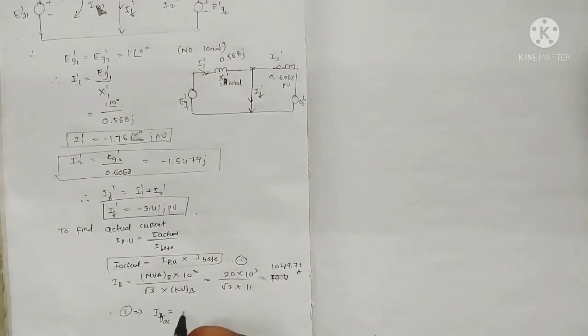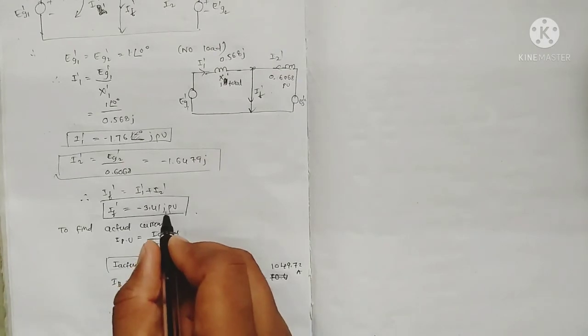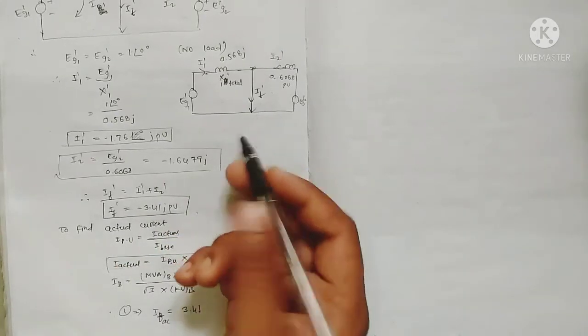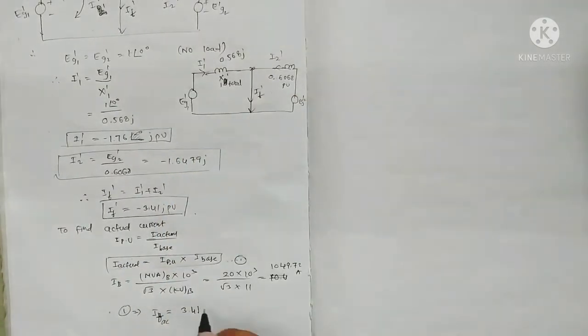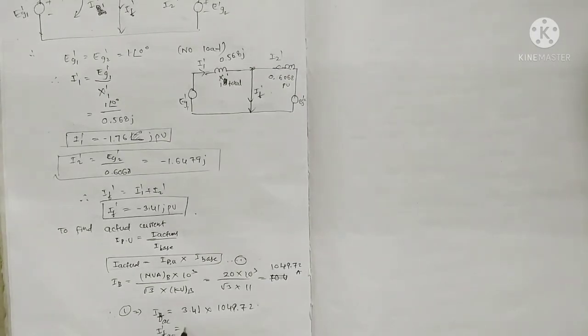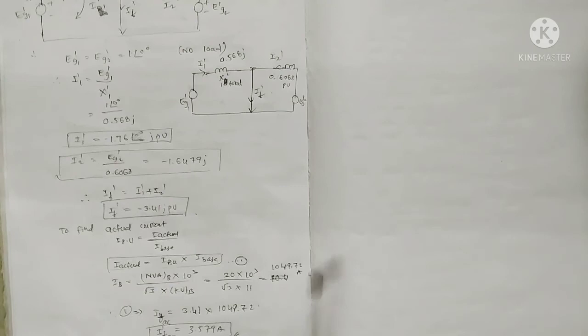Therefore, from equation 1, the actual fault current If actual is equal to I pu. I pu we calculated as 3.41. Don't take the negative and J values. The negative sign indicates that the current flows in reverse. We don't need to take the J value, and the base current we calculated just now is 1049.72. So If dash actual is equal to 3.79 kiloamperes. Finally, this is the final step we get.